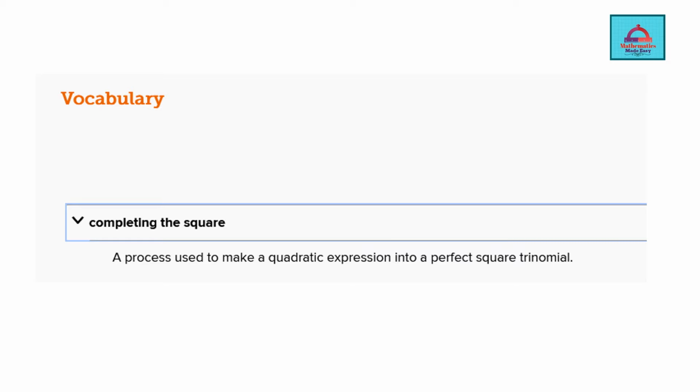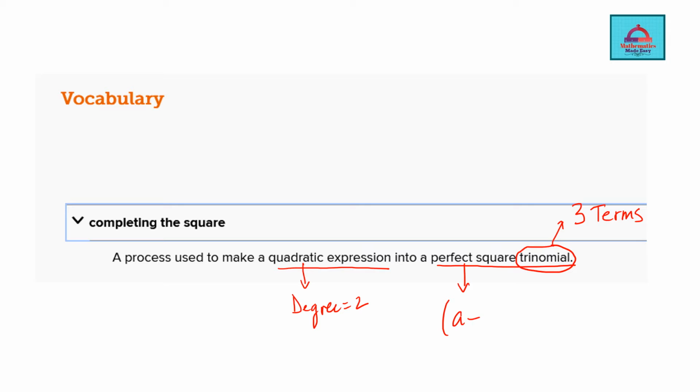It's a process that is used to make a quadratic expression into a perfect square trinomial. So a quadratic expression will be given to you. Quadratic means its degree will be 2, and it has to be converted into a perfect square trinomial. Trinomial means it will have 3 terms, and perfect square means it can be of the form a plus b whole square or a minus b whole square. So these are perfect square trinomials. That's our objective here, to complete the square.